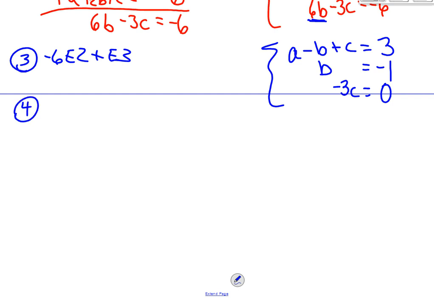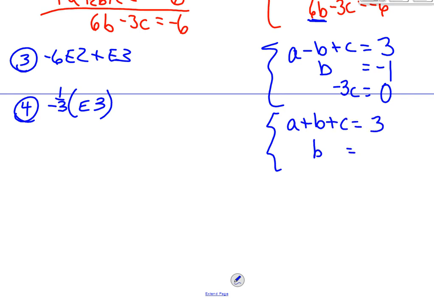So step 4 is going to be take negative 1/3 times E3. And then that is going to give me A minus B plus C equals 3. B equals negative 1. And then when I divide there, what's C equal? 0. So this one's pretty easy to solve, right?